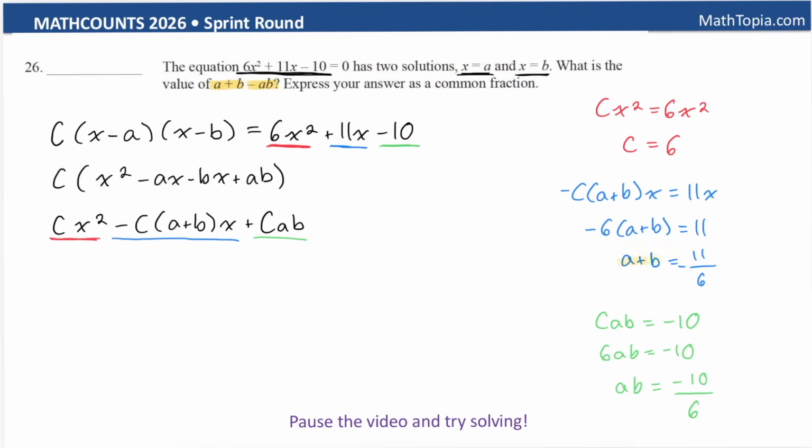And we do have a plus b, which is negative 11 over 6, and ab, which is negative 10 over 6. So putting this together, a plus b is negative 11 over 6, and then minus ab, minus negative 10 over 6, so that's plus 10 over 6, equals negative 1/6. And that is our answer.